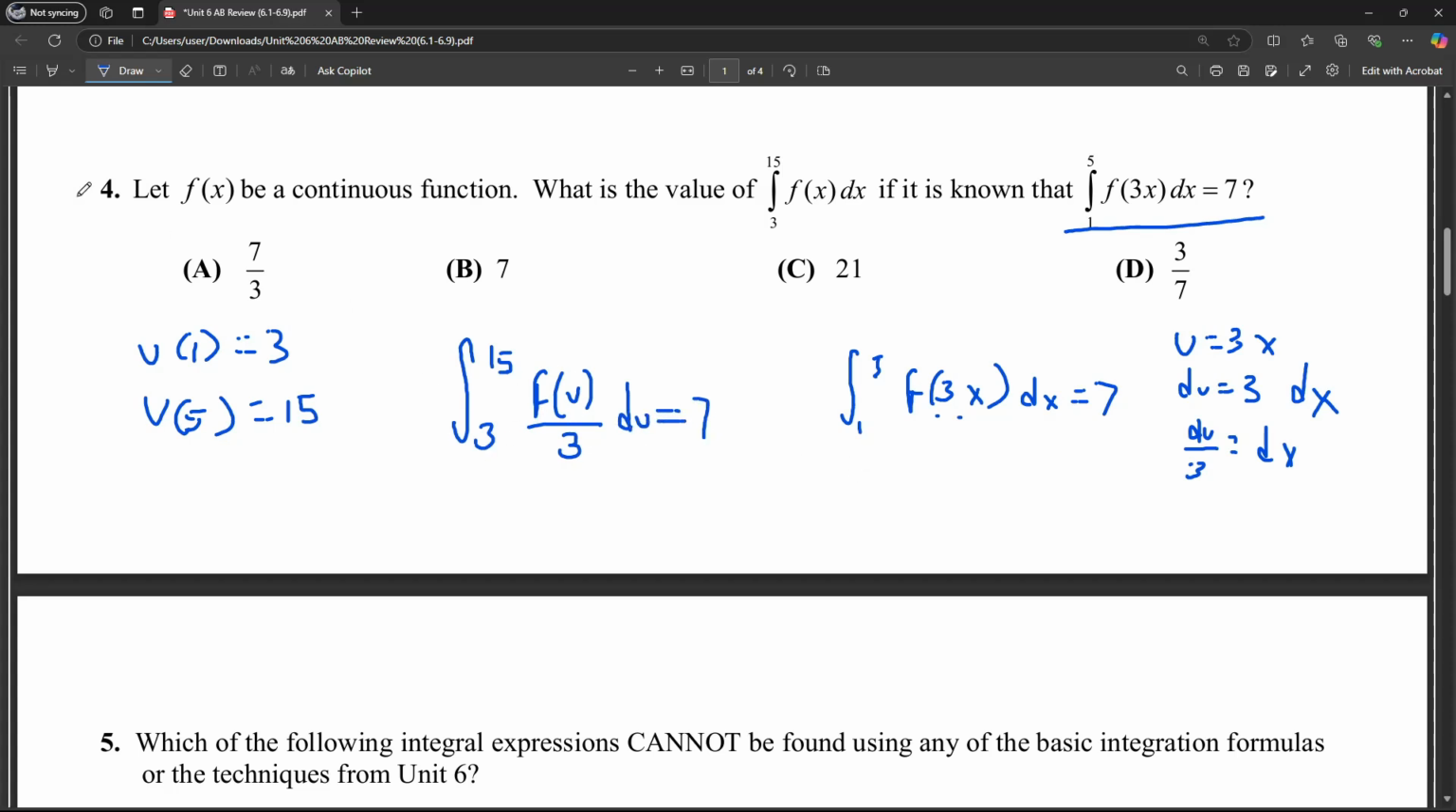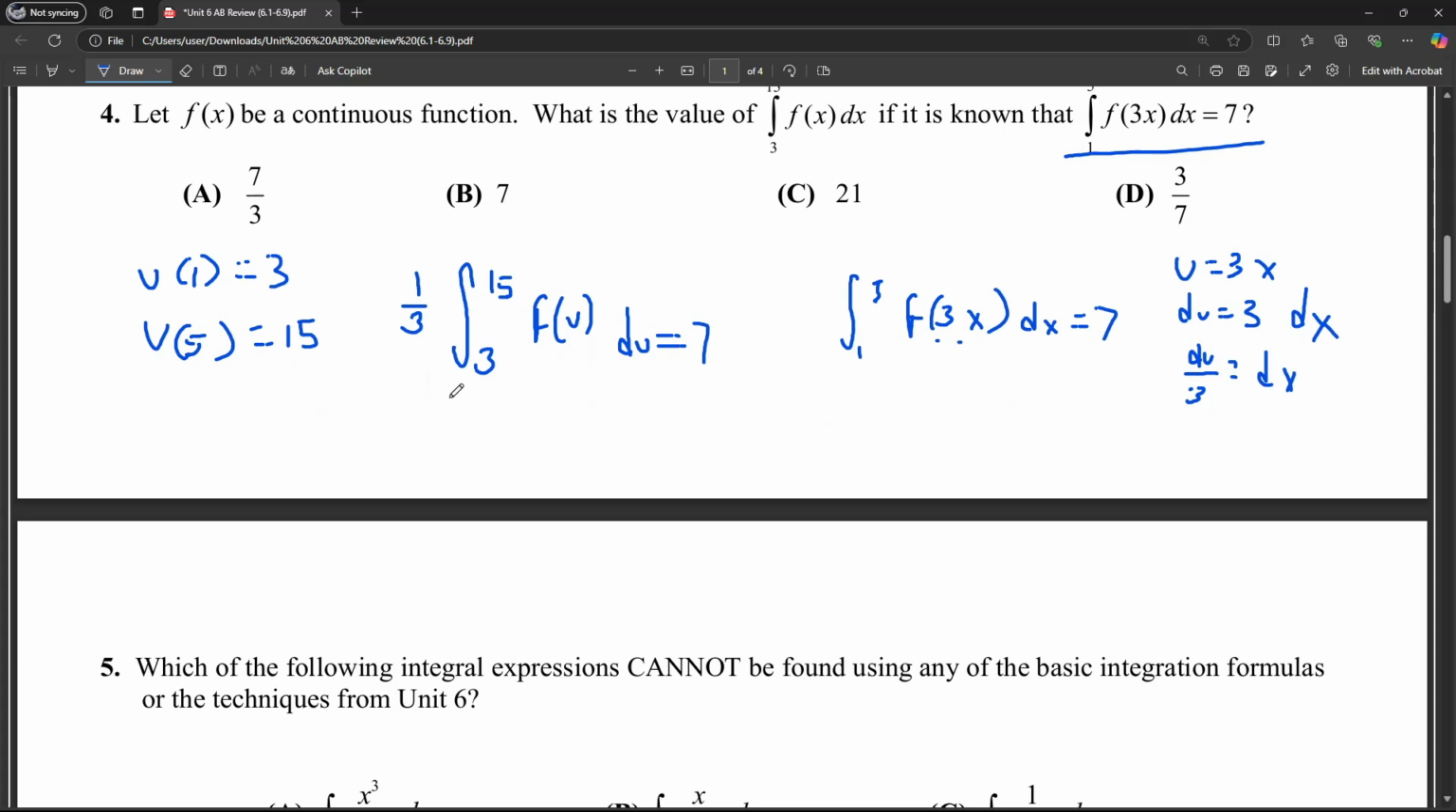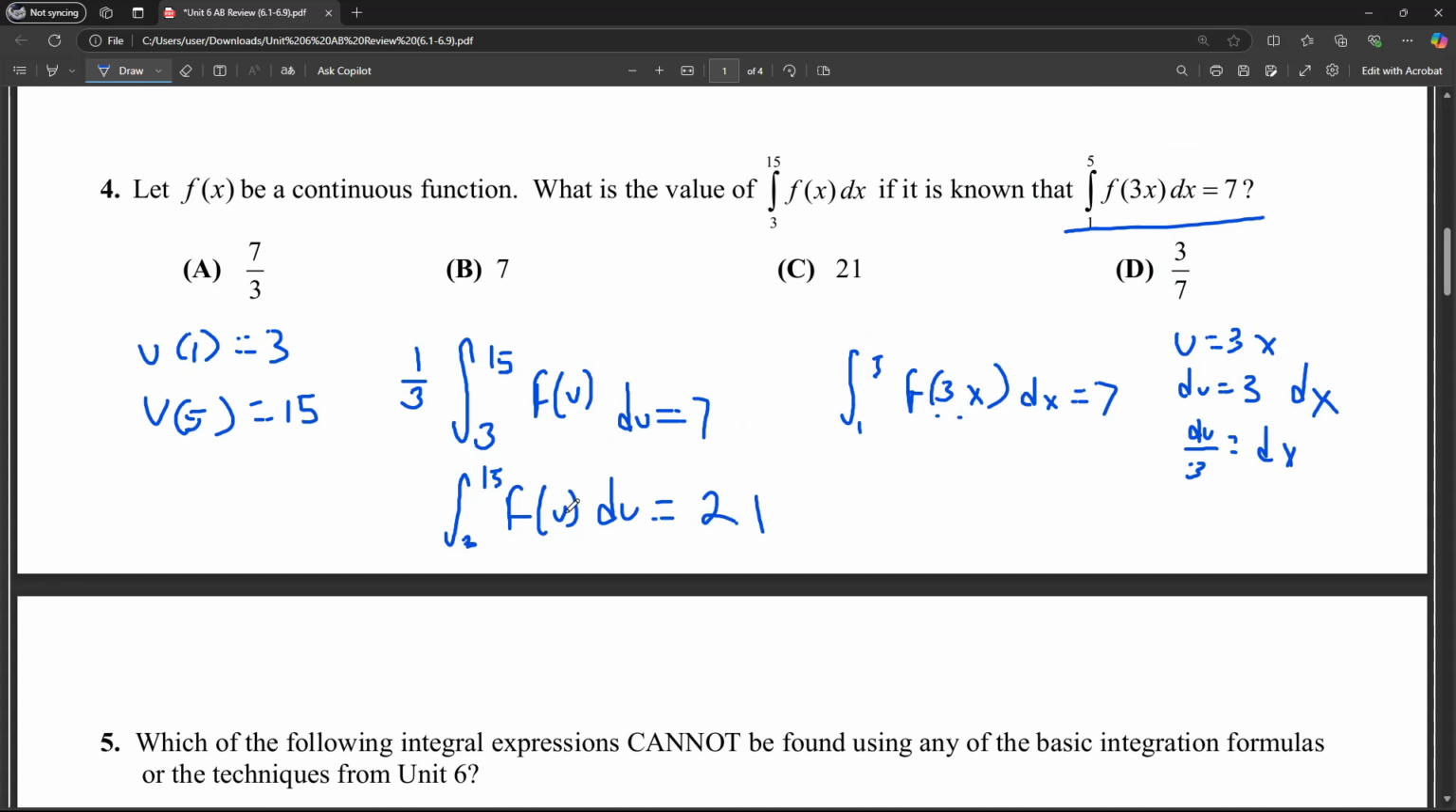This is also the same thing as just doing 1/3 times the integral of that. And then you can multiply both sides by 3. So you get this f of u du equals 21. So that's it. So we shouldn't change the u back into terms of x because we changed the bounds. So we got our answer is 21. So therefore the answer is 21.